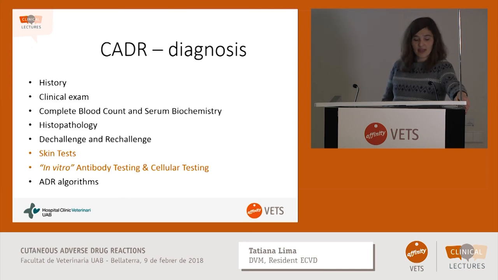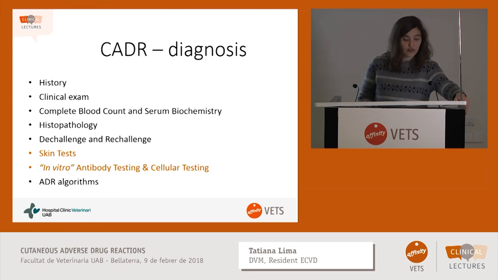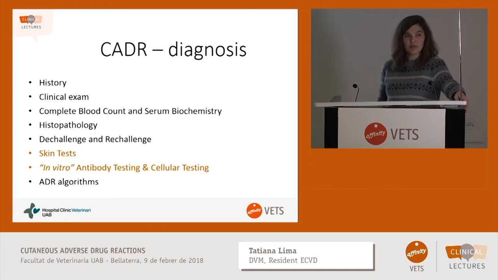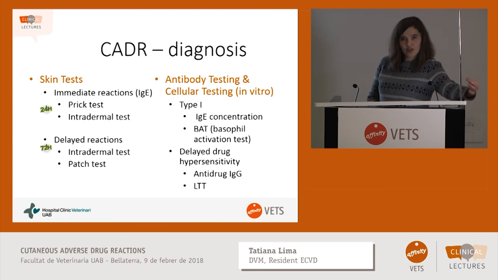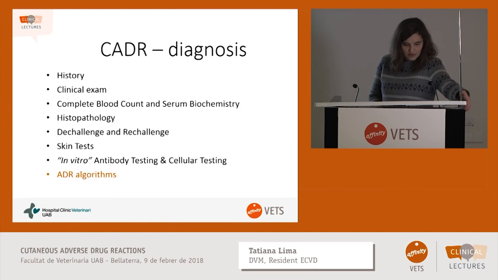You have the skin tests and in vitro tests. The in vitro tests are used more in human medicine because you cannot test patients as you may expect. You can do several types of tests. Usually in veterinary medicine, we use it more in universities and for research purposes. You should not do this if you are not sure it is a cutaneous adverse drug reaction. And usually you do it when you have a strong suspicion of the drug. So you're not testing all the drugs in the patient. You suspect this drug, you test this drug.